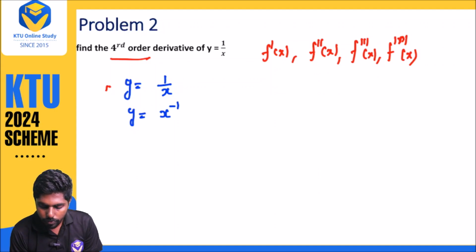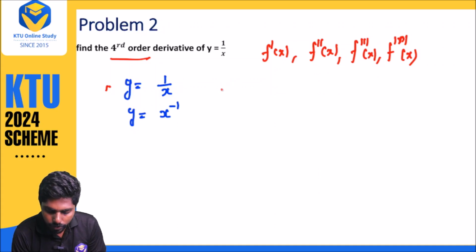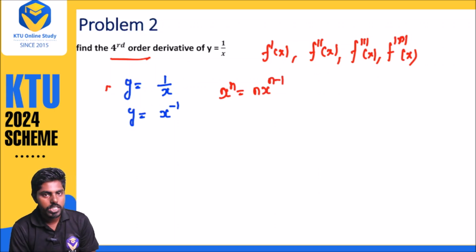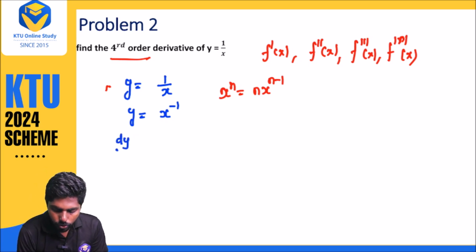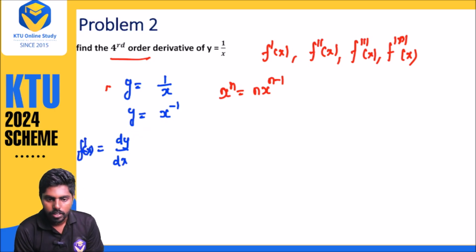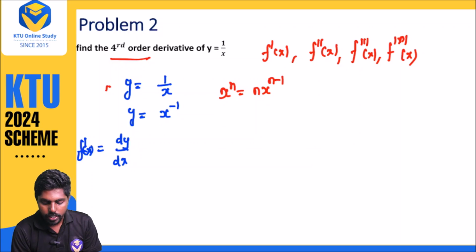So what is the formula? We know the formula. x power n, the derivative is n into x power n minus 1. So this is the formula we know of derivatives. Using this formula, what is the first thing we want to identify? dy by dx, that is nothing but f dash of x.